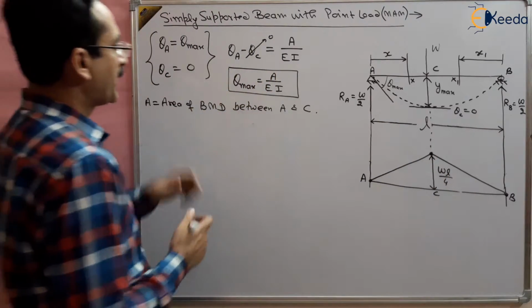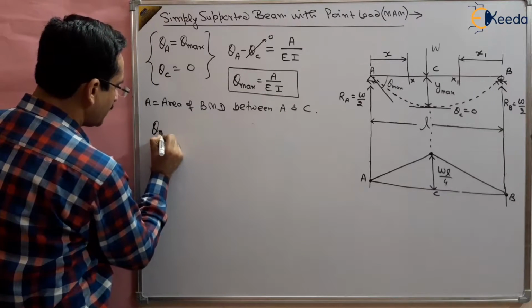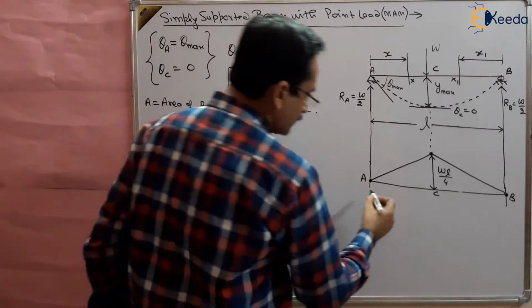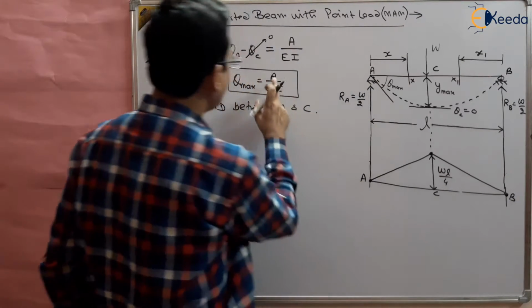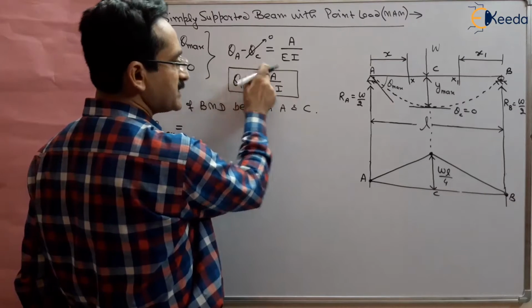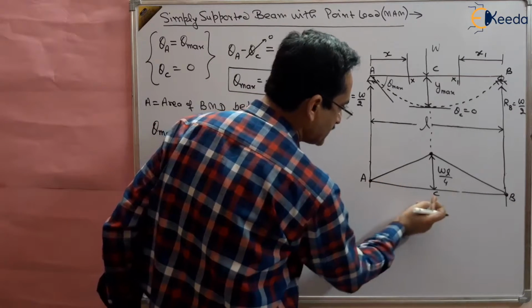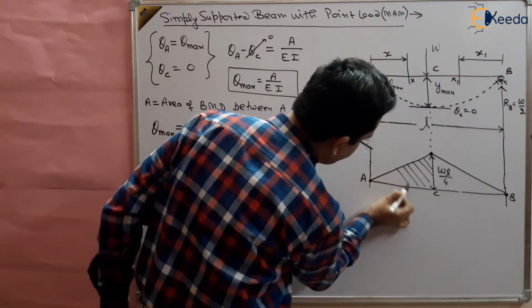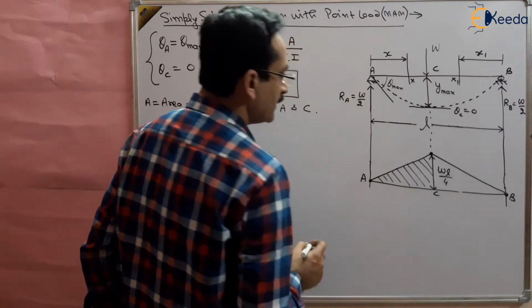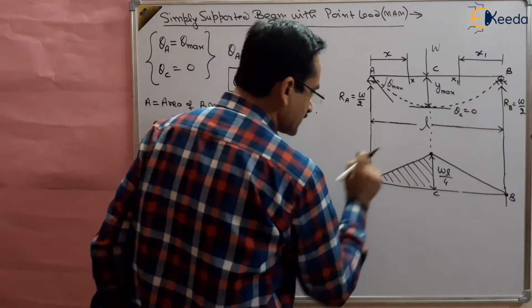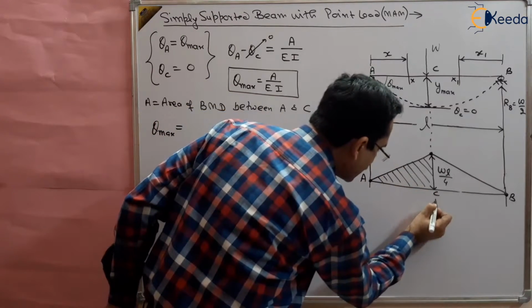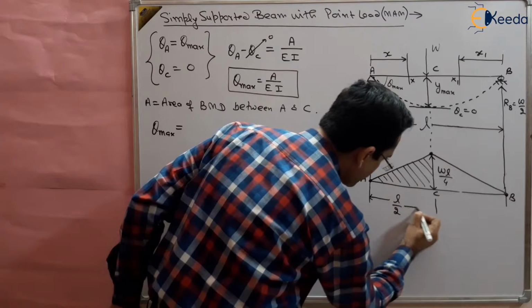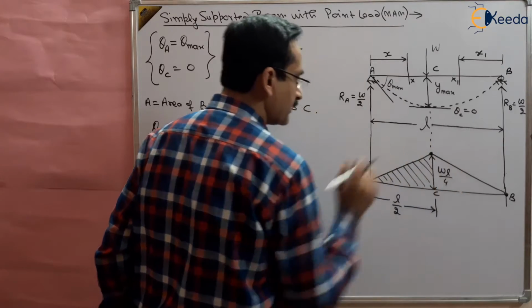Now we want to find out theta max. So theta max will be equal to area. How to find out the area? Finding the area between A and C, so this is A point, this is C point, and this is the area. This area we have to find out. So what is this area? This area is half into base, which is distance L by 2, into height, which is WL by 4.